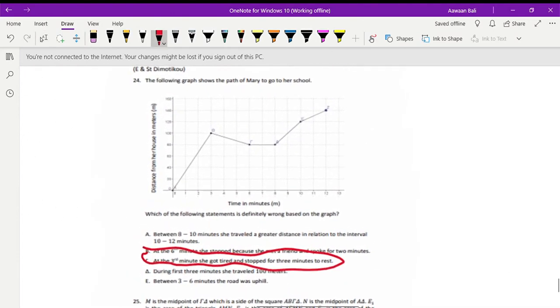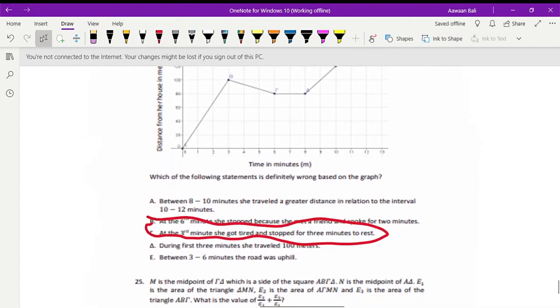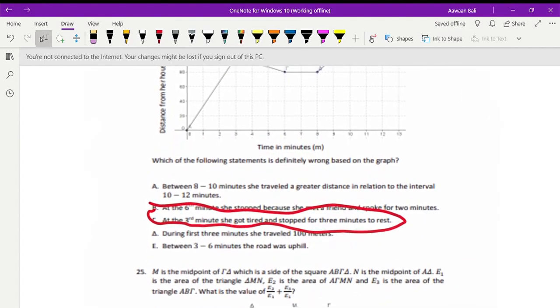So, the following graph shows a path of Mari to go to her school. Which of the following statements is definitely wrong based on the graph? The answer is gamma. At the 3rd minute, she got tired and stopped for 3 minutes to rest.